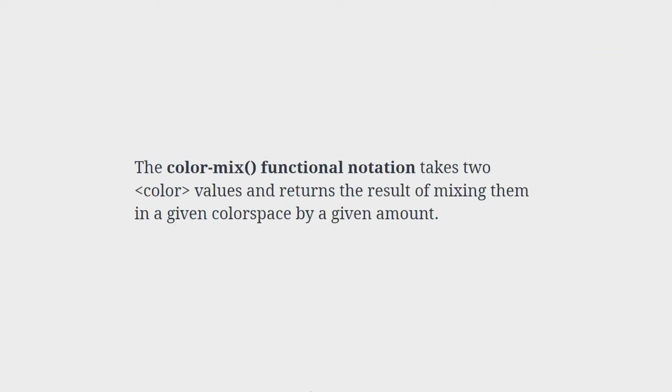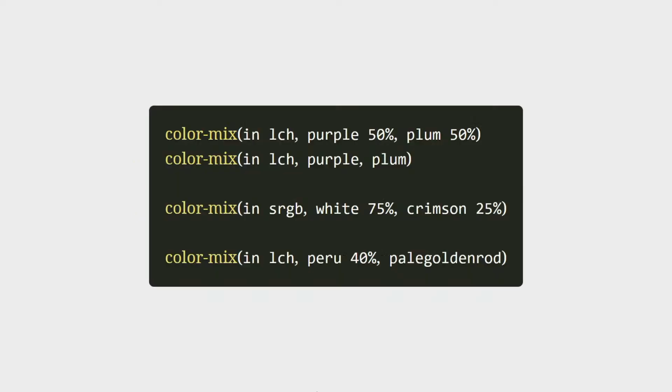Also new is the color mix function. With this, you can mix 2 colors. It works like this. You tell the browser in which color space you want to operate, then you give the browser the first color and then the second color, and tell it by which values you want to mix them. If you don't tell the browser the values, it will mix them 50-50.